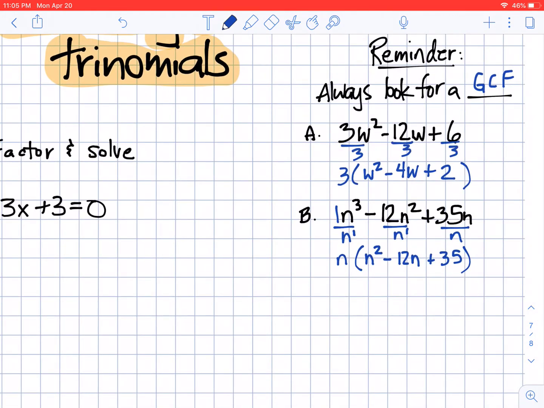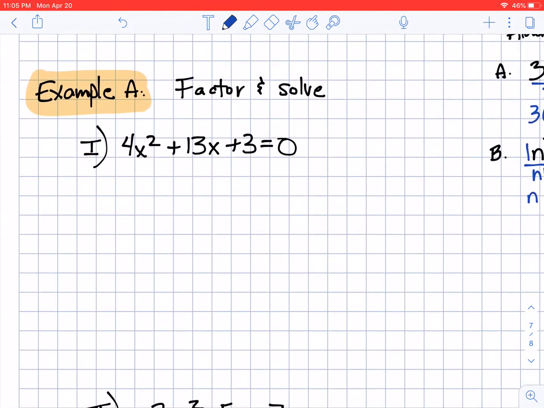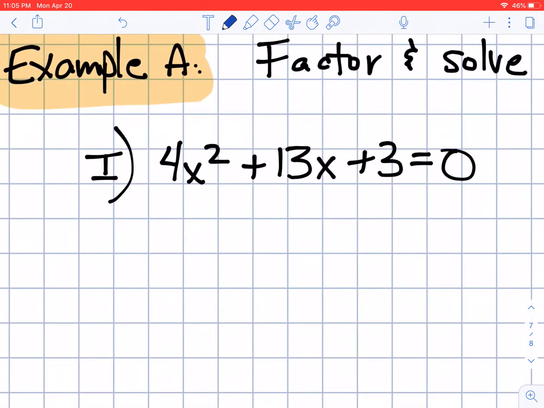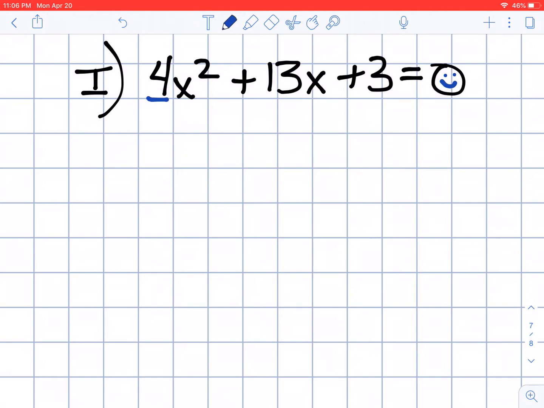Okay, so that's one way to make the problem a little bit simpler: see if you can look for a GCF. We are going to factor and solve here. Notice there's an equation, so it equals 0. That's good news. But the bad news is we've got a 4. In the past that was always a 1. Have no fear though, we can still tackle this.